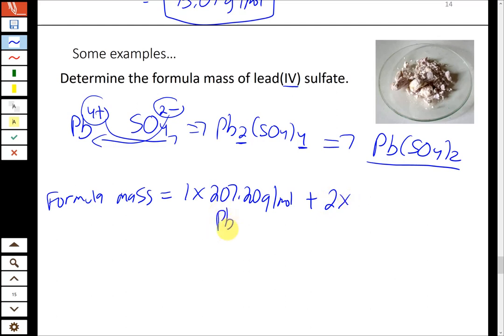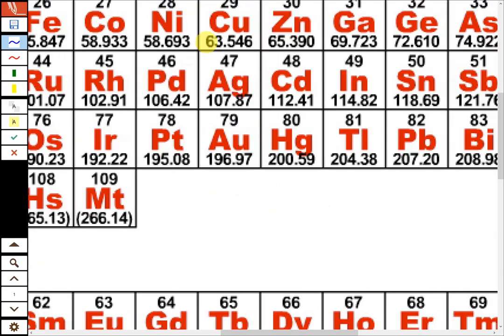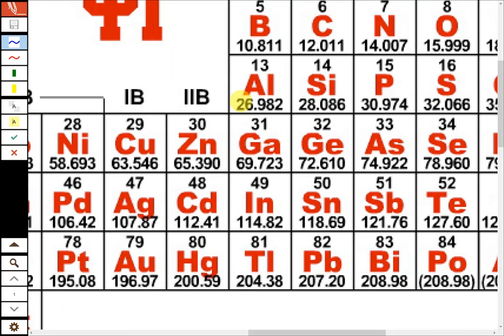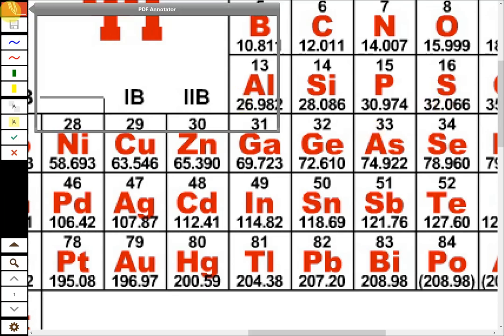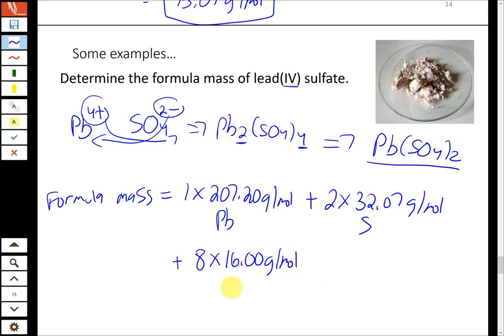So this is lead, and then sulfur is 32.07, but if you don't believe me, let's go look it up. Yep, 32.07 for sulfur. So that's going to be that one. And then the last is oxygen, which, as we said, there's 8 of them because it's SO4 taken twice. So each one is 4, but there's 2 of them total, so we're going to have 8 oxygens. And as we just used earlier, that's 16 grams per mole for oxygen.